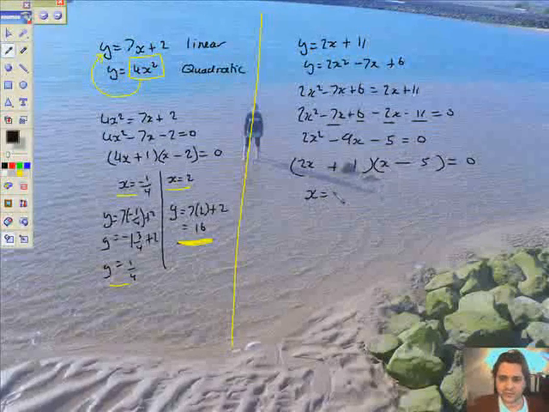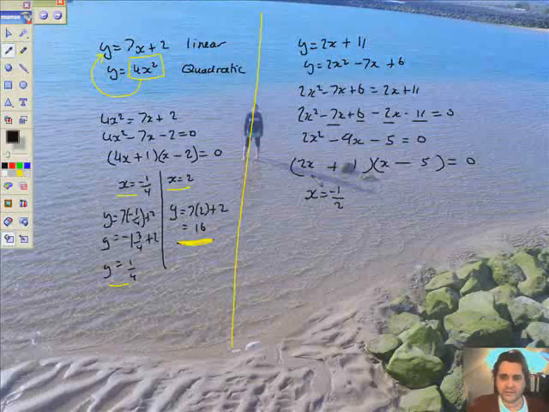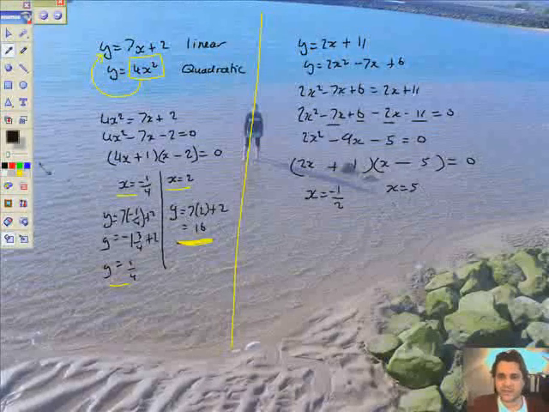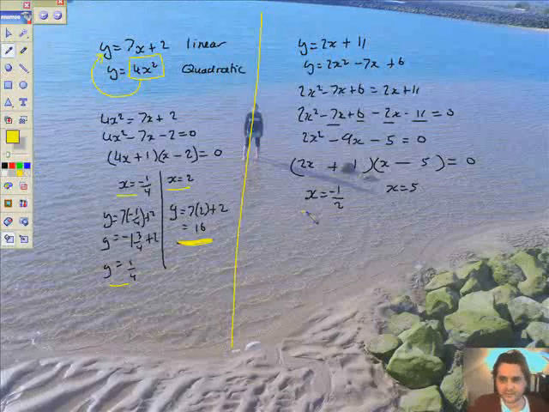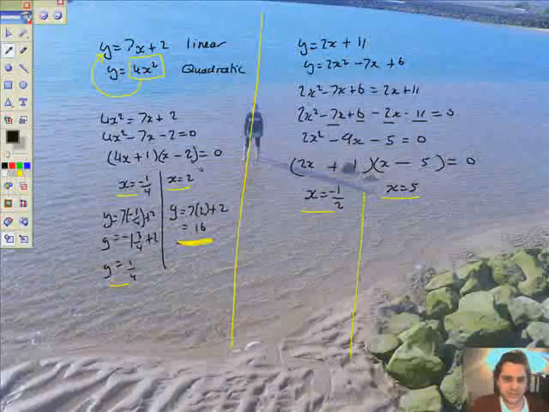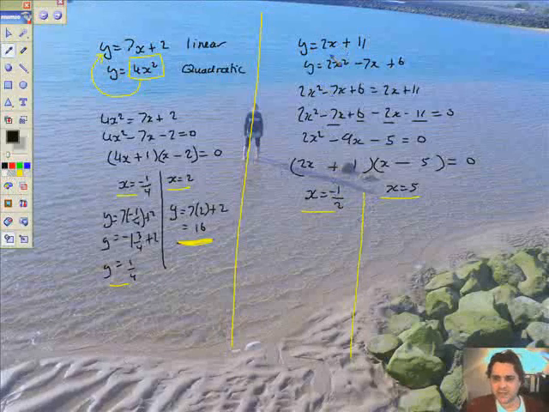So I've got an answer of minus half there for the x, and x is going to be 5 on this side. So here's my first set of values. Again, split it down the middle, see what's going on. Substitute the minus half in there.